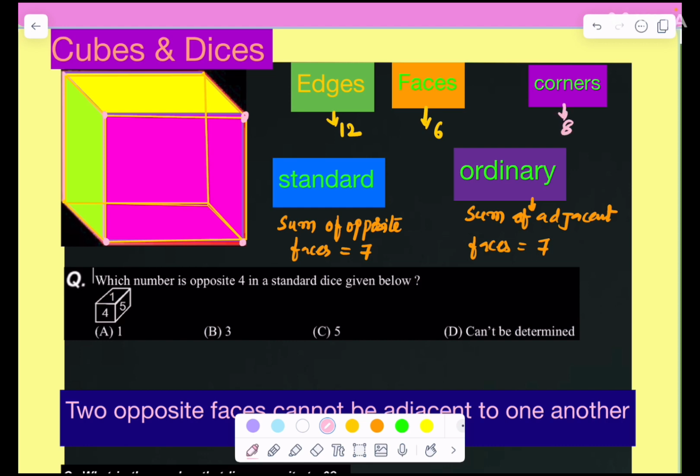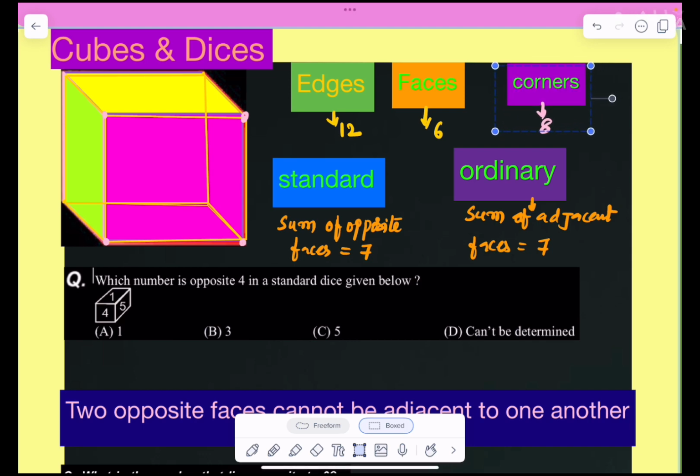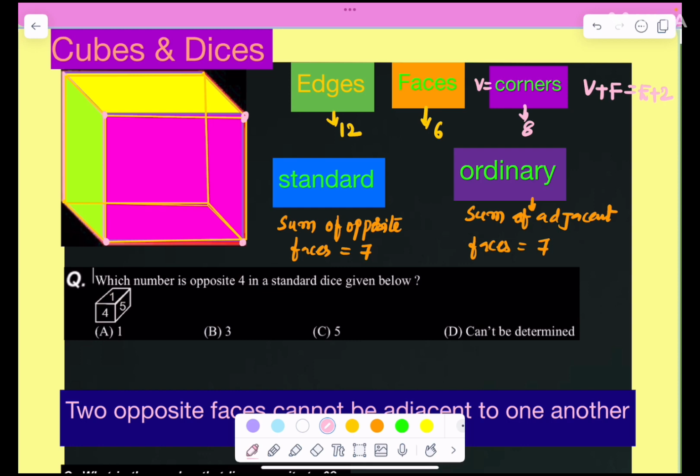So what is the relation between these things? In any cube, edges plus 2 is equal to faces plus corners, that is, faces plus vertices. So vertices plus faces will equal edges plus 2 for any cube of this type. This is a basic empirical formula in the cube case. Now we'll check it once.